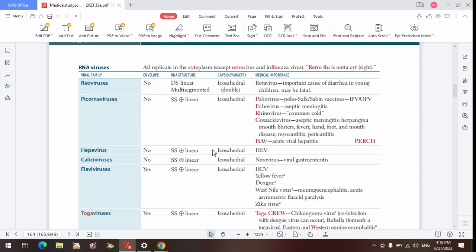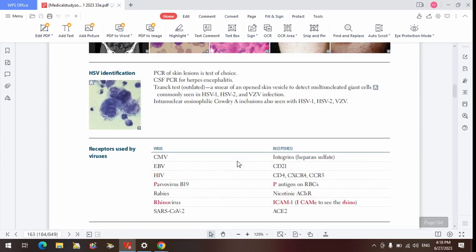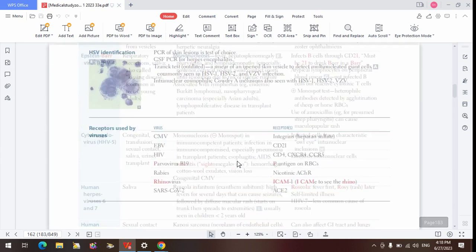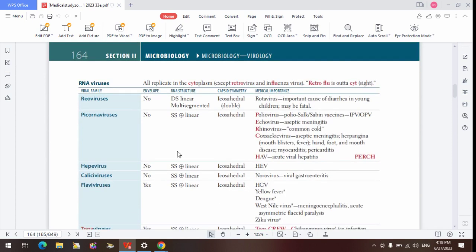And I feel that we don't really need to pay attention to the icosahedral or helical. Nobody will ask us. It's just stress. Yeah, so let's take those organisms one by one. Reovirus.